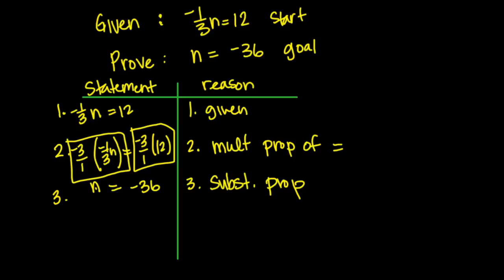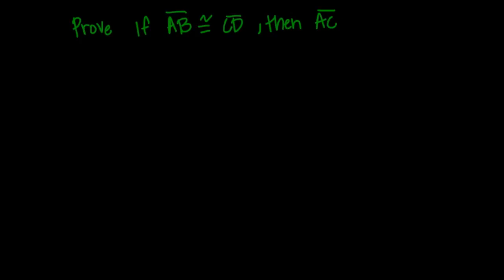All right. I think I just have one more for you, and then I'll let you practice some when you come back to class. I'm trying to keep this video short, but again, we're covering several lessons here. So here's my proof for you. And if you want to pause the video and try this, you definitely can. If segment AB is congruent to segment CD, then segment AC is congruent to segment BD.